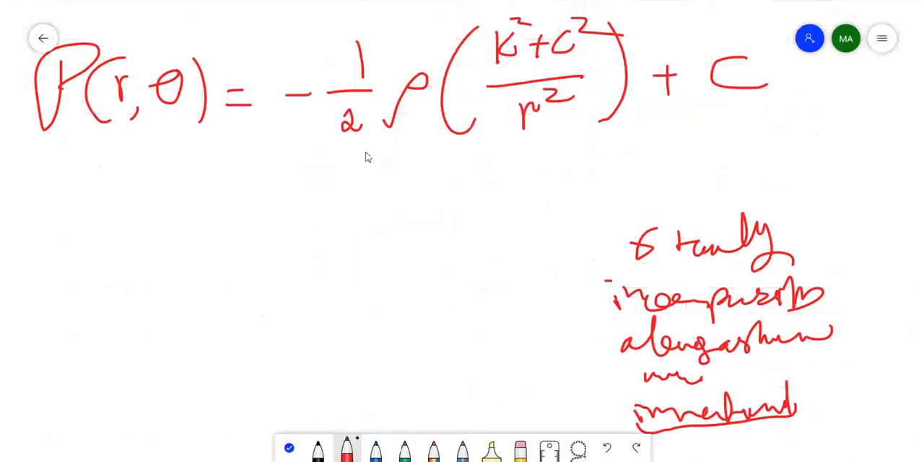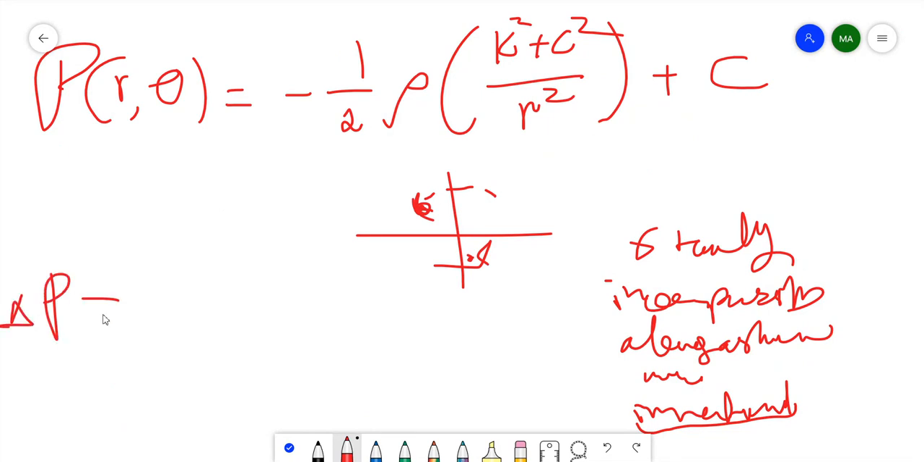So let's do Bernoulli's equation between two points on this polar flow. Maybe I will select a point here and a point here, whatever. So delta P will be equal to half rho... let me do it step by step.